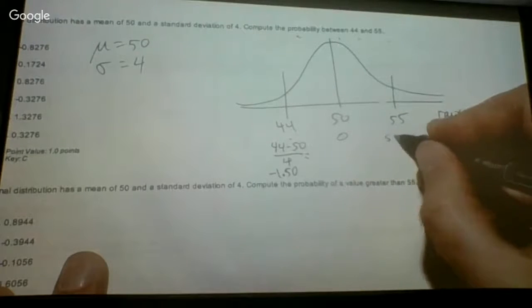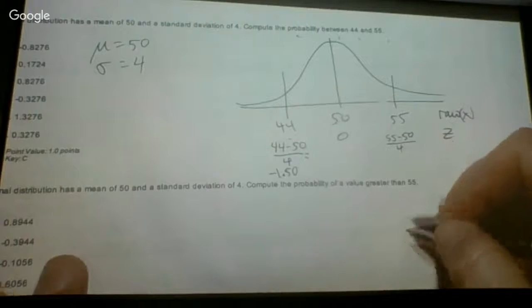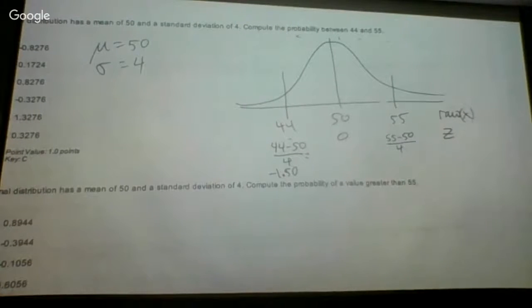This z-score is 55 minus 50 over 4. What's that z-score? It's 5 over 4. Tiffany. 1.25, thank you.